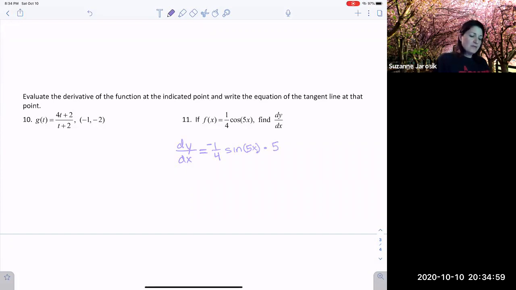So I brought the negative out front while I was doing the derivative of cosine. So I end up with negative 5/4 sine of 5x. That is my dy dx. That's my slope.